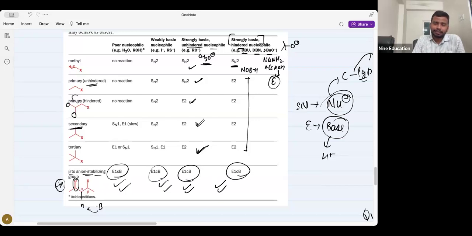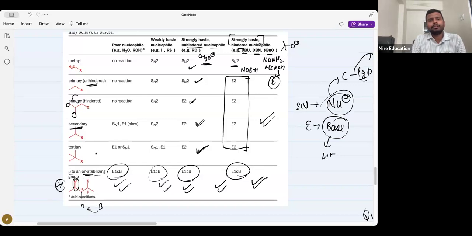Anything you have, you should check first E1cB. First check E1cB, then check strong base. If you have strong base, always do E2. Remember, if you have strong base, always do E2. Always, if you have anion stabilizing group, minus M group, always do E1cB. If you have strong base, always do E2.